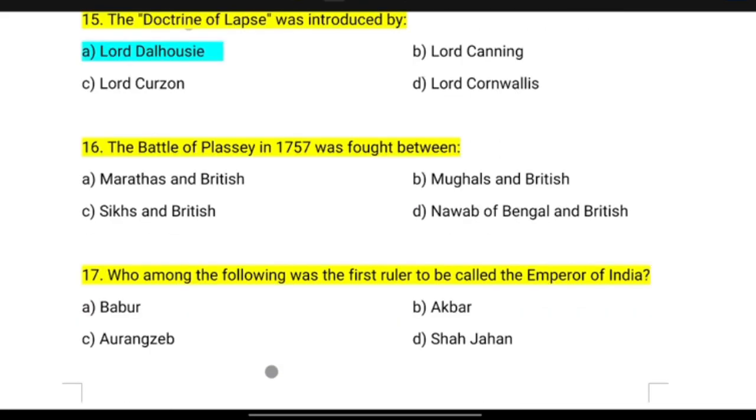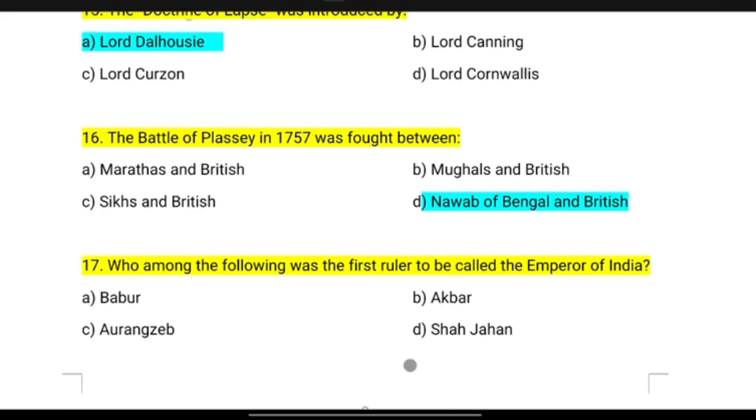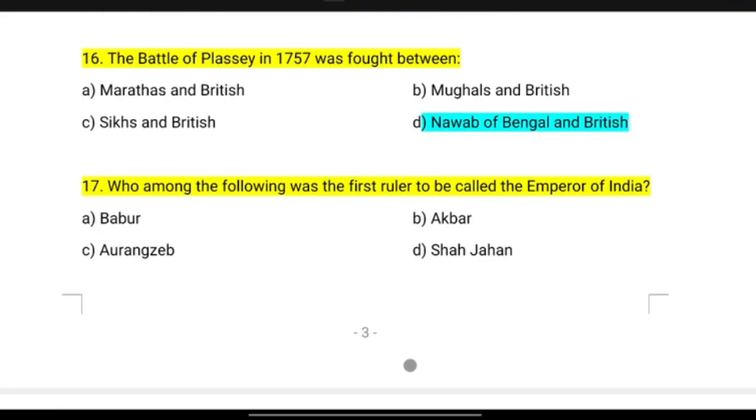16. The Battle of Plassey in 1757 was fought between. Answer. D. Nawab of Bengal and British. Explanation. The Battle of Plassey was fought between the forces of the Nawab of Bengal and the British East India Company, resulting in a decisive British victory and establishing their control over Bengal.